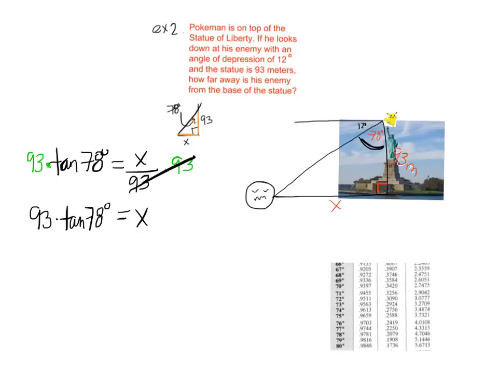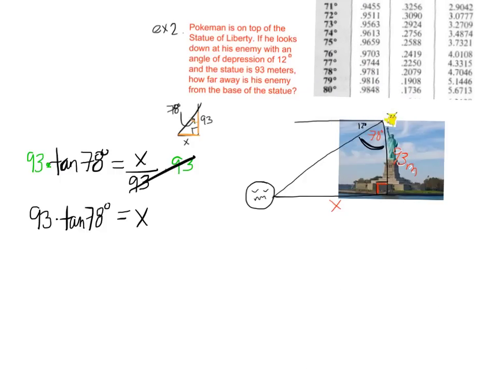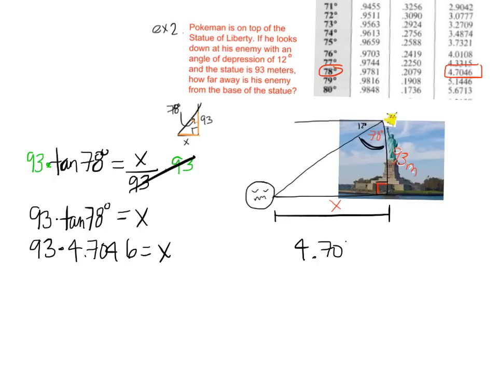Now over here in the corner, we can kind of take a look at this. I'll zoom in a little bit. The tangent of 78, here's 78, and here's the tangent right there, 4.7046. I'm going to plug in that value. 93 times 4.7046 is the distance between the enemy and the base of our statue. So I'm going to have to actually do this math. 4.7046 times 93. Okay, let's do it.